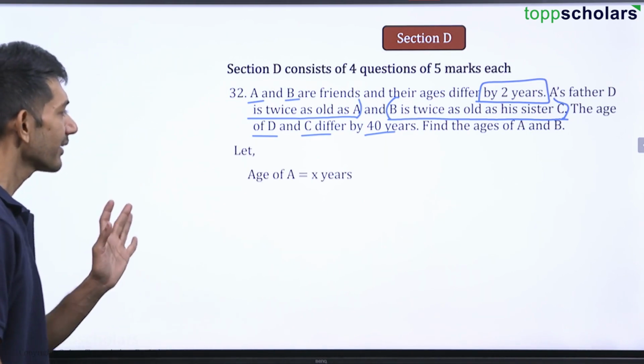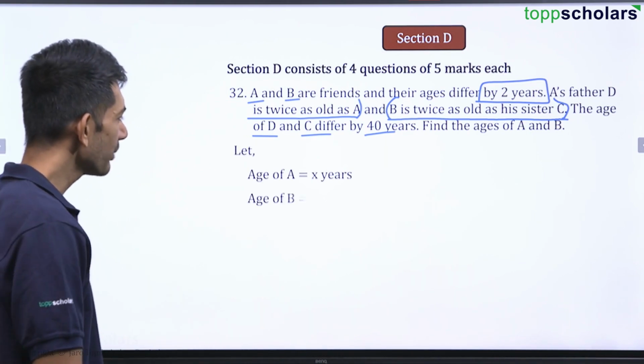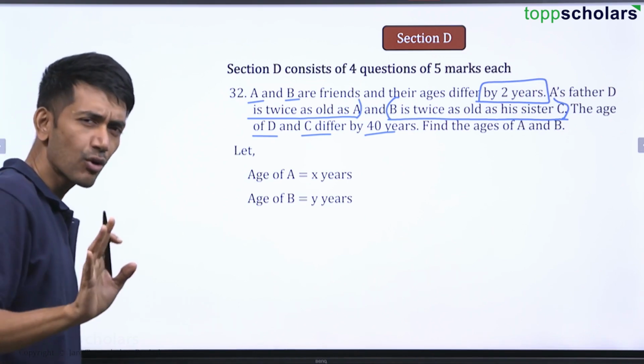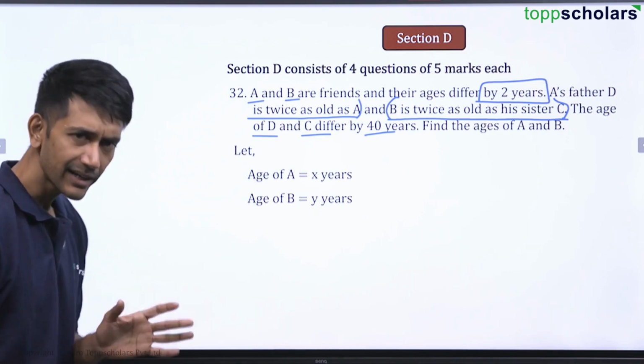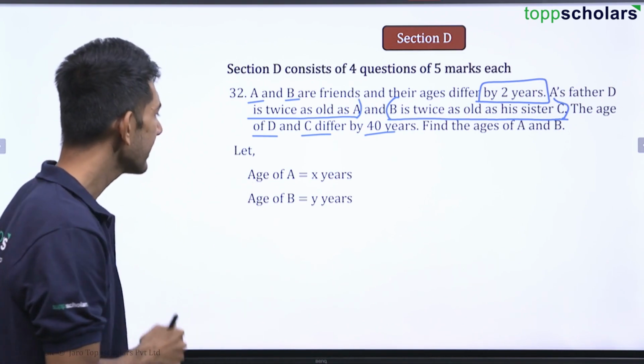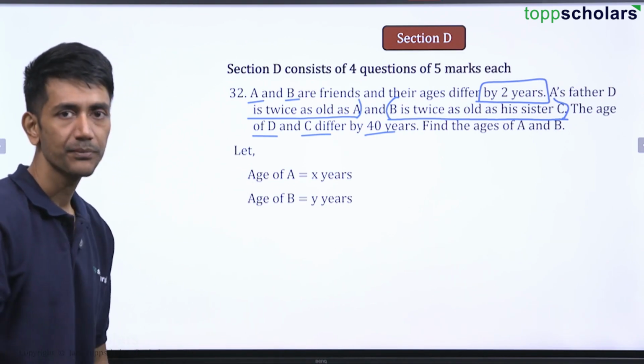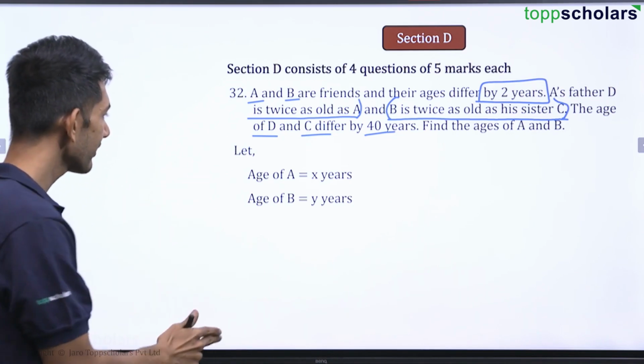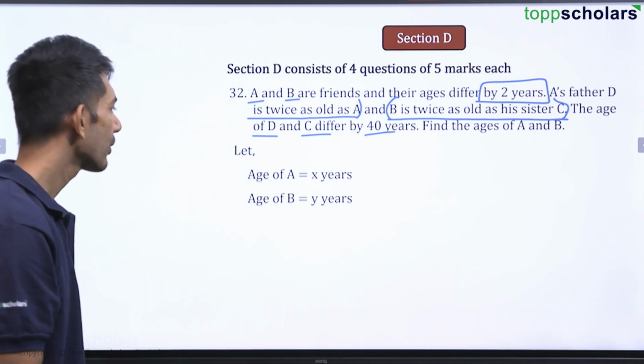So, tricky, right? A and B are two people. So, let's not get into complicated things. Directly, let's assume that the age of A be x years and the age of B be y years. The age of A is x years. The age of B is y years.